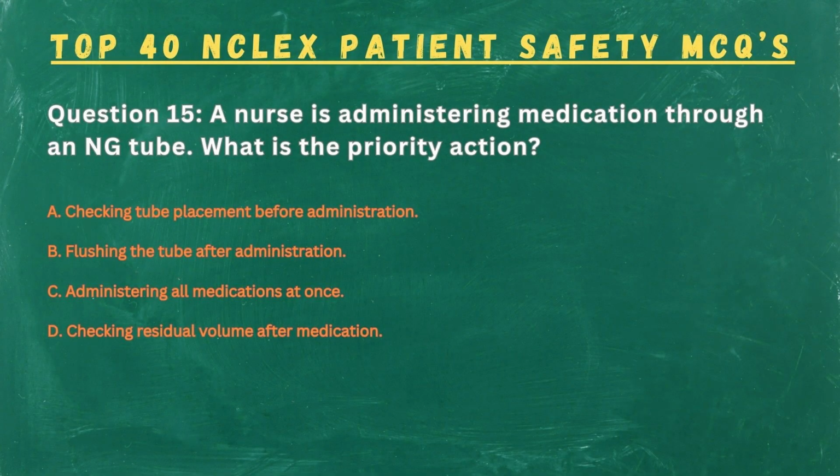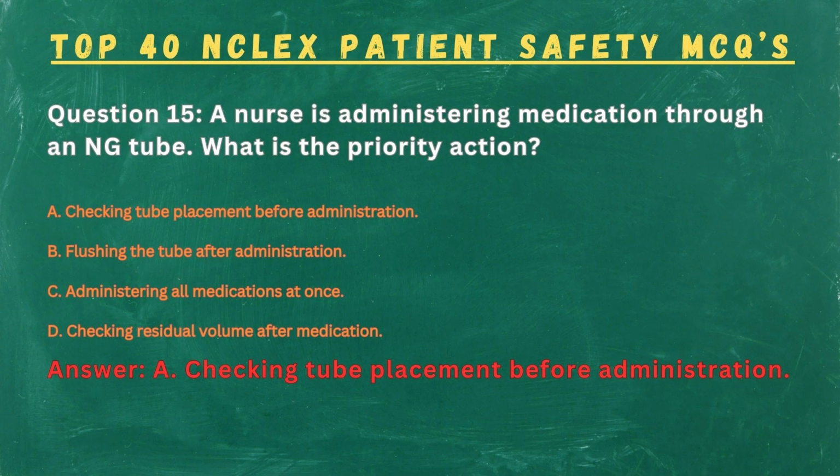Question 15. A nurse is administering medication through an NG tube. What is the priority action? A. Checking tube placement before administration. B. Flushing the tube after administration. C. Administering all medications at once. D. Checking residual volume after medication. Answer: A. Checking tube placement before administration.